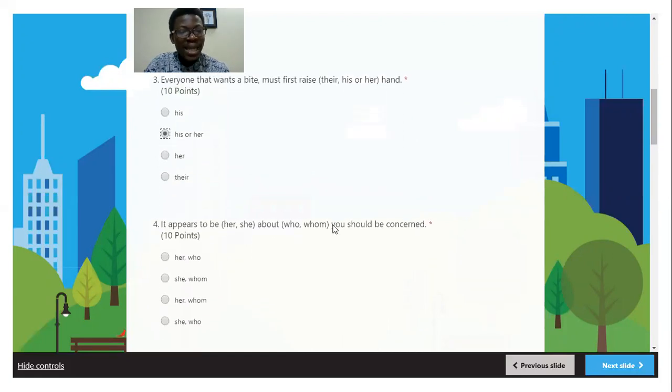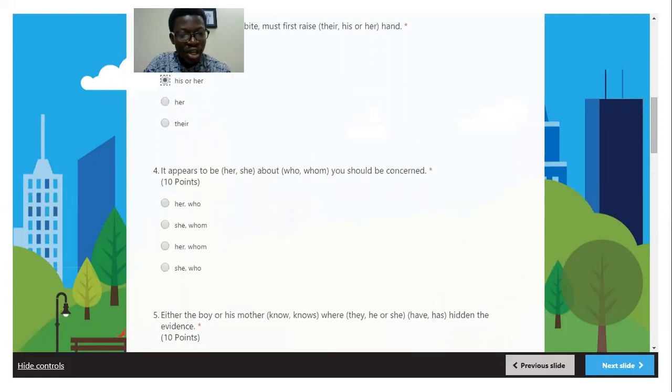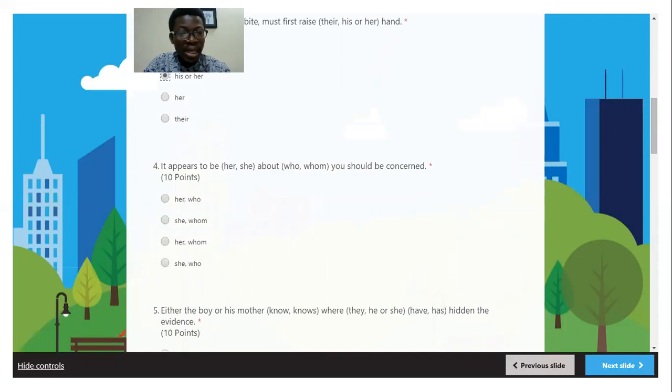All right. It appears to be dash, but dash, you should be concerned. All right. So it appears to be. Remember, this is the to be verb complement. All right. So, and what do you do when you say to be verb complement? You pick the subject.